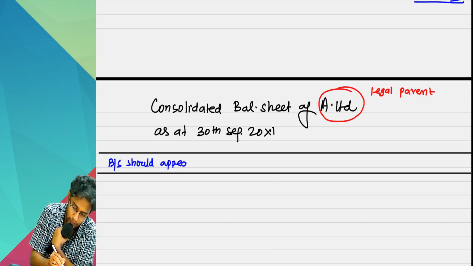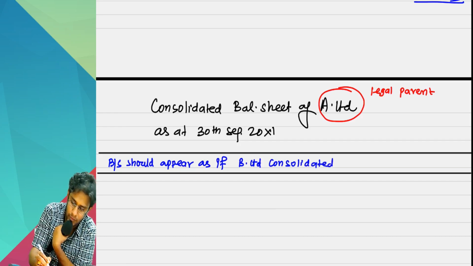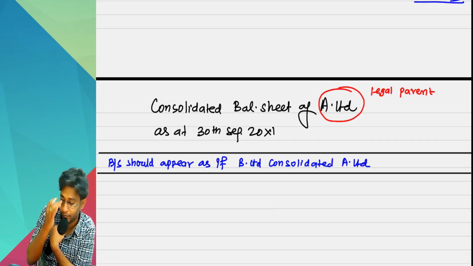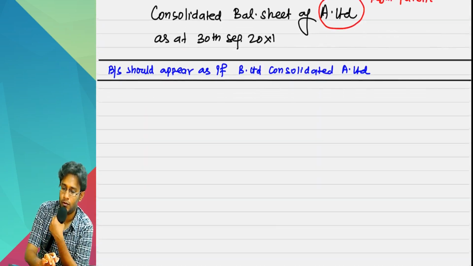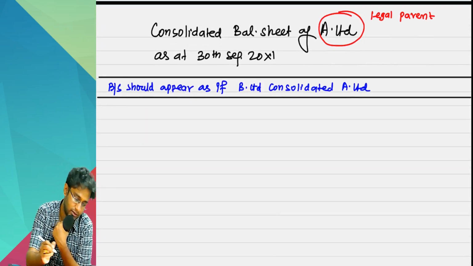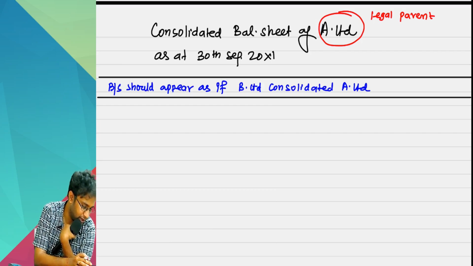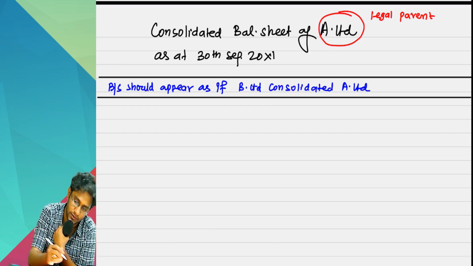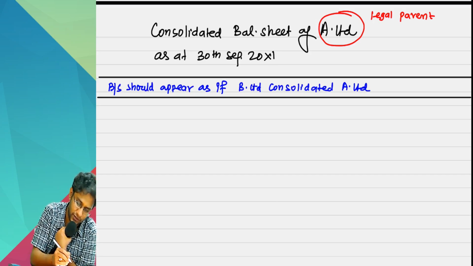It should appear as if B Limited consolidated A Limited. Don't write that in the exam, it's just for understanding the route. Anyway, start with the assets and liabilities, sir. What's the first item? Non-current assets. Ignore Schedule 3, sir, because the data is not amenable to the Schedule 3 format.